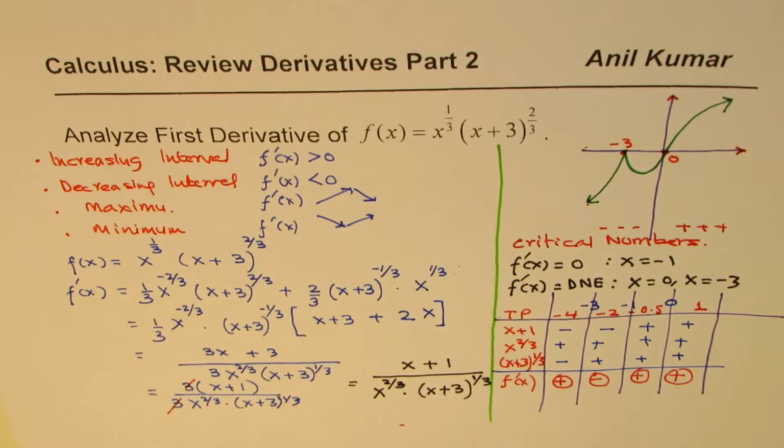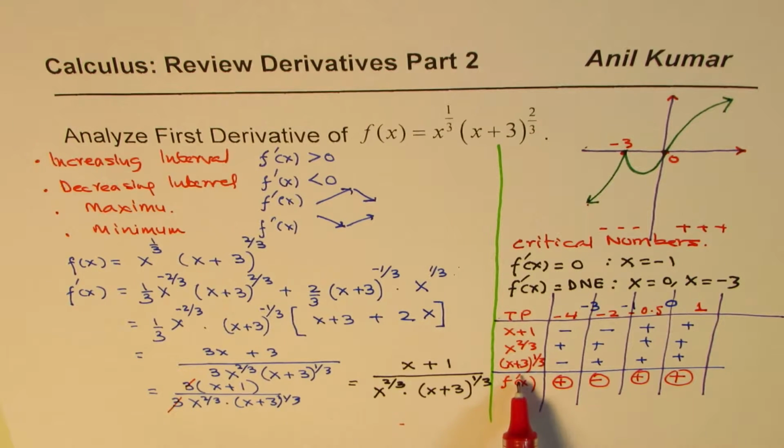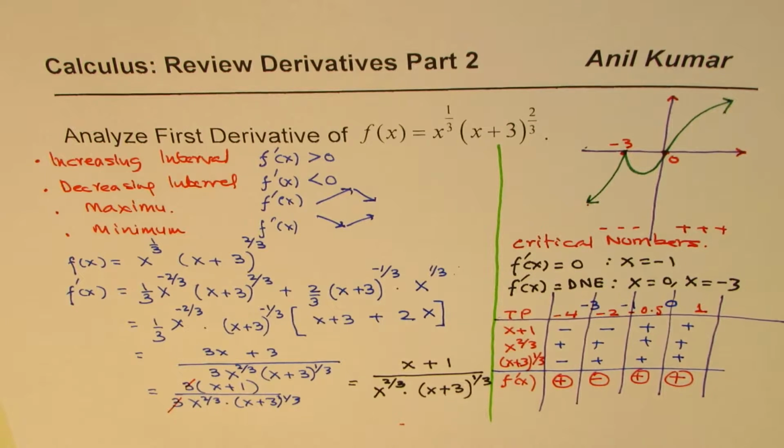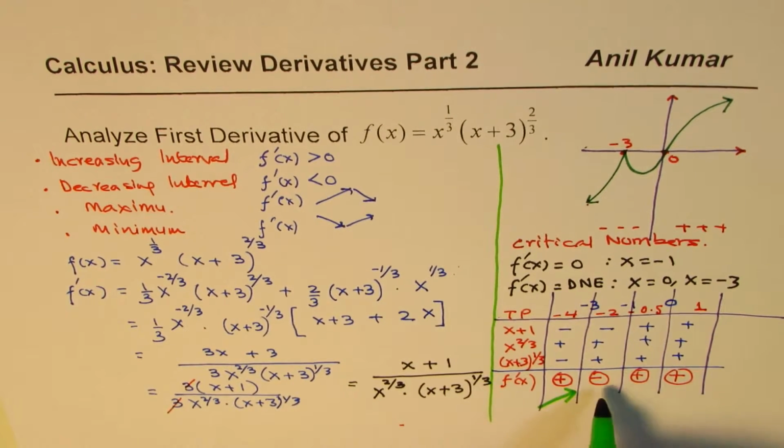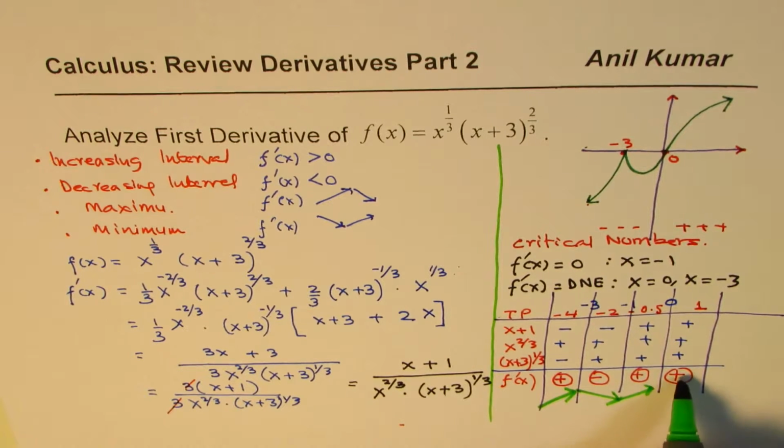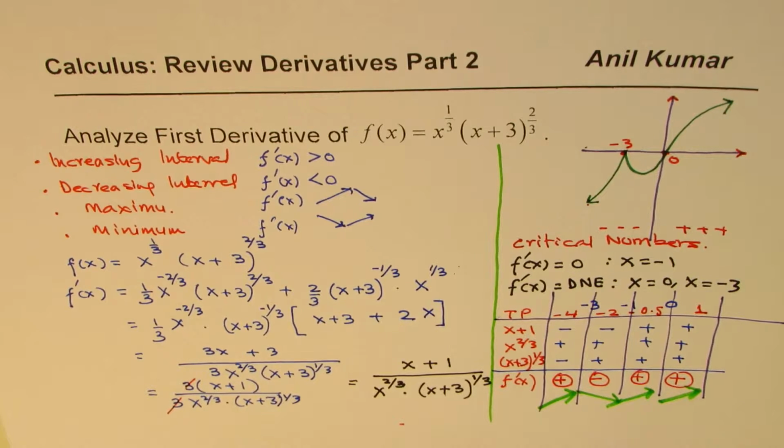Now what does that suggest? This is the analysis of the first derivative, f dash x, f prime x, whatever you say. Now when it is positive, it means that in this interval the function is increasing, right? So the function is increasing. When it is negative, it means it is decreasing. Positive means increasing, correct? So that clearly indicates that we do have a maximum and a minimum, right?